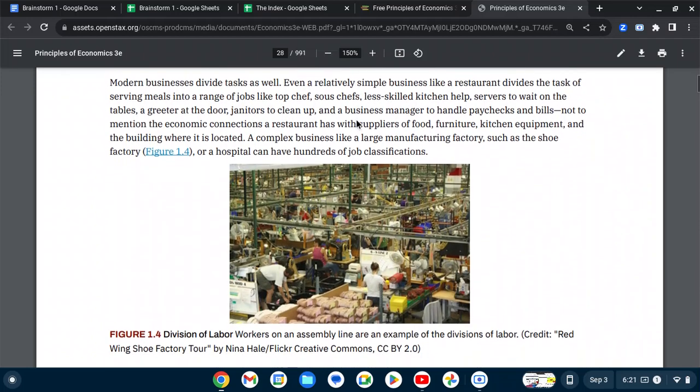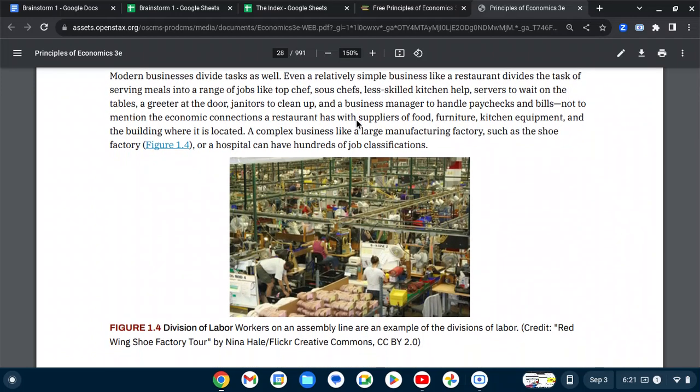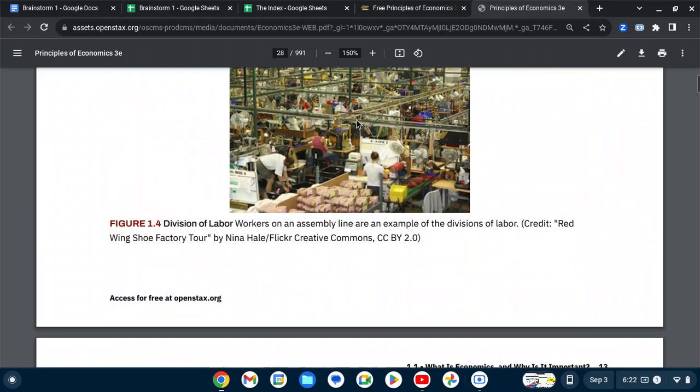Modern businesses divide tasks as well. Even a relatively simple business like a restaurant divides the task of serving meals into a range of jobs like top chef, sous chef, less skilled kitchen help, servers to wait on the tables, a greeter at the door, janitors to clean up, and a business manager to handle the paychecks and bills. Not to mention the economic connection a restaurant has with suppliers of food, furniture, kitchen equipment, and the building where it is located. A complex business like a large manufacturing factory, such as a shoe factory, or a hospital, can have hundreds of job classifications.